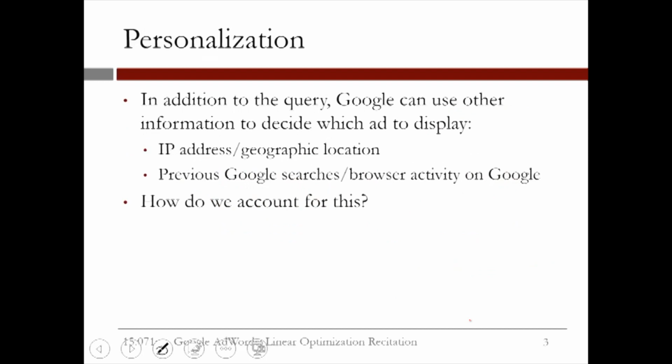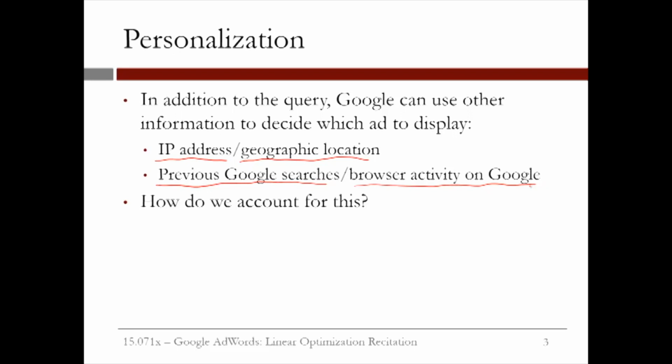In addition to the query, Google can use other information to decide which ad to display. For example, Google might know the geographic location of the user as determined from their IP address. Google might also know other information such as different Google searches that the user has conducted and browser activity on Google's website. The question then is, how can Google take this into account when deciding which ads to display for which queries? Well, just like slates, we can also incorporate this into our linear optimization model.